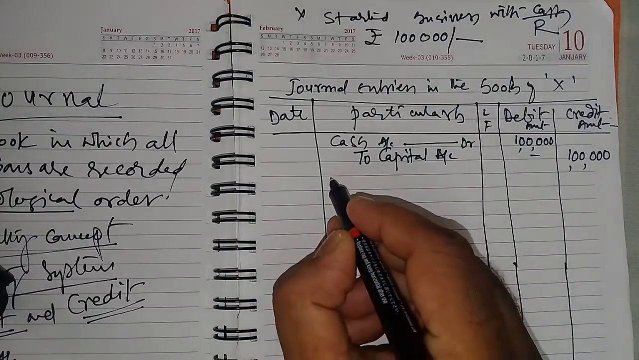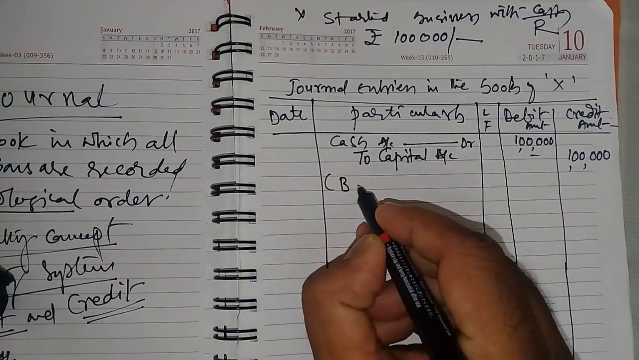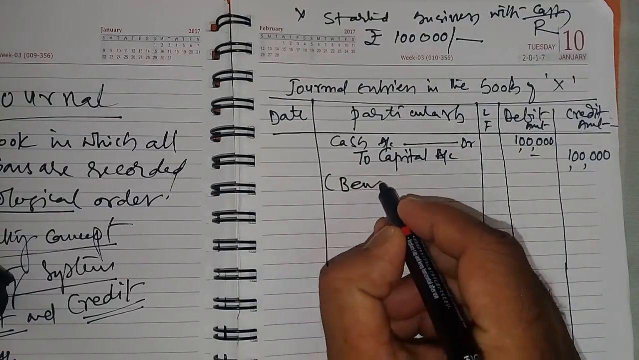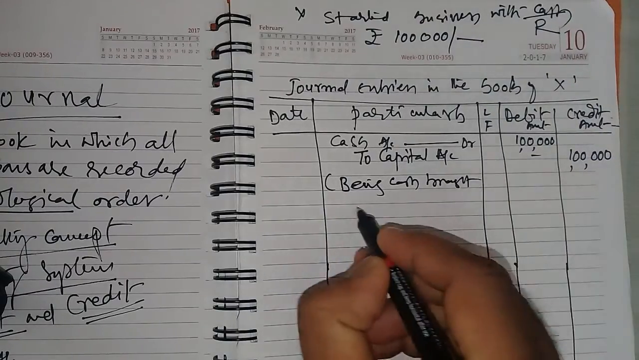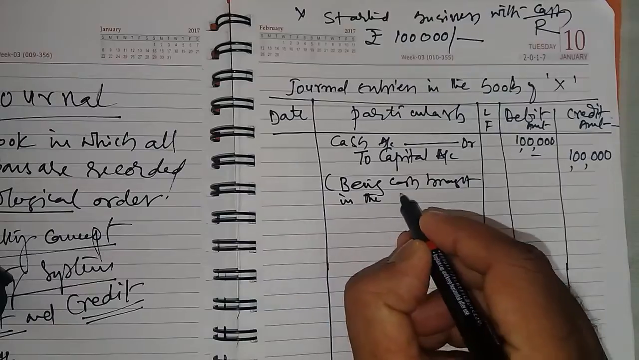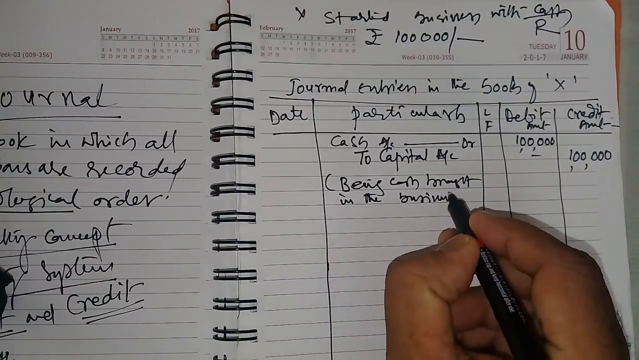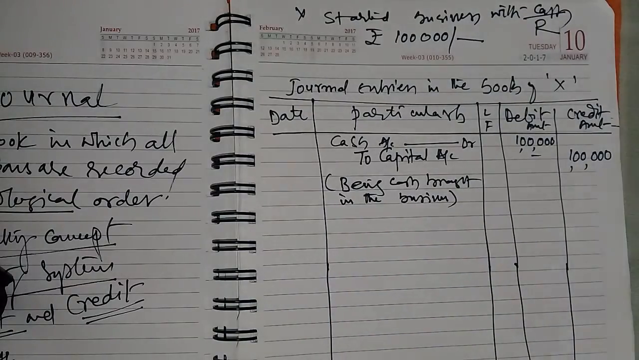Then we write some narration. Narration refers to being cash brought into the business, or being cash introduced into the business.